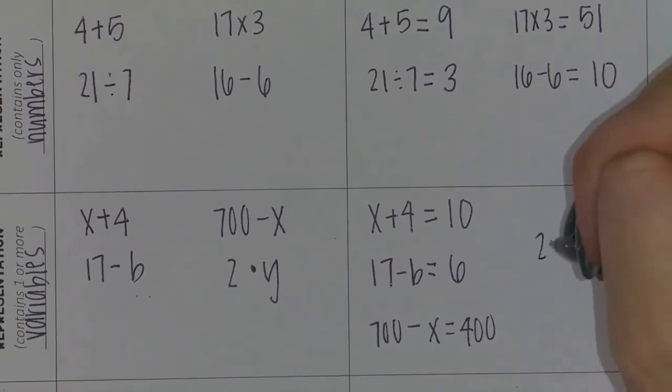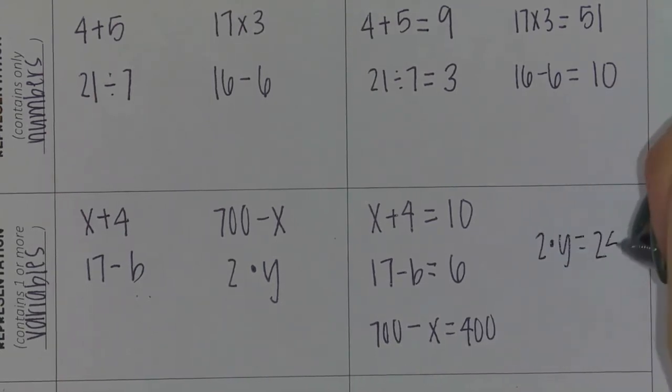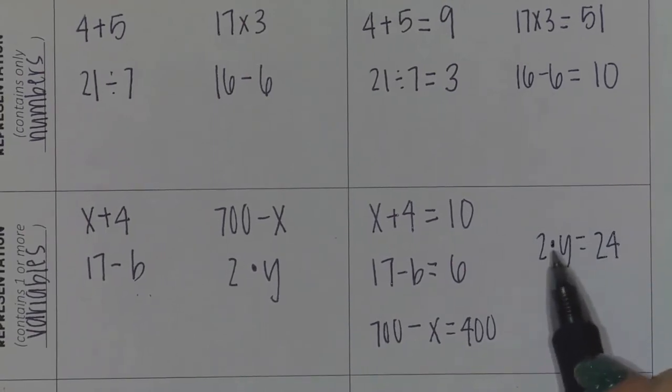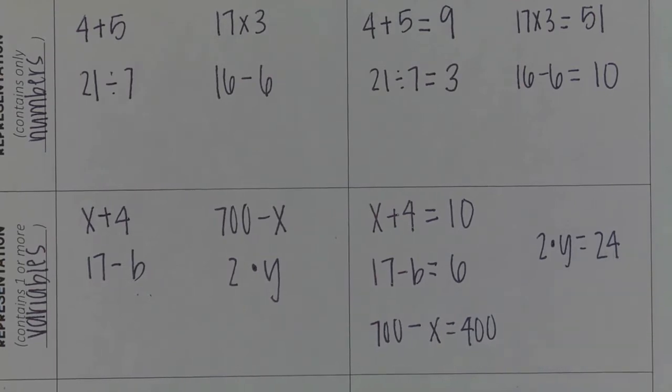Or I could say that 2 times y gives me 24. So I'm looking for what's the unknown number that when I multiply it by 2 gives me 24. So y would represent 12.